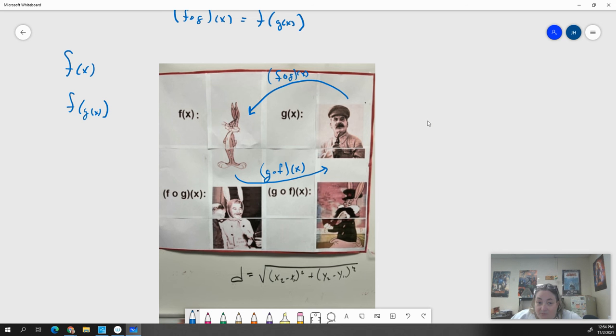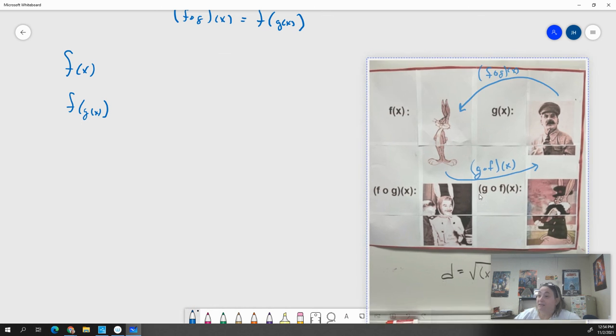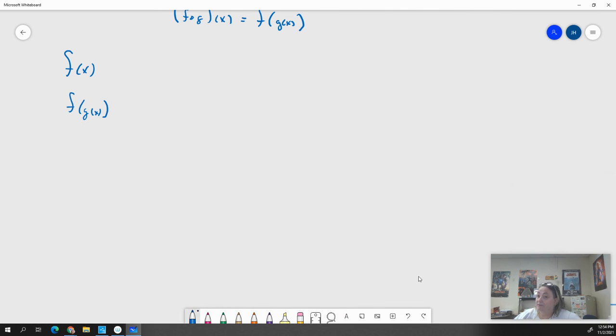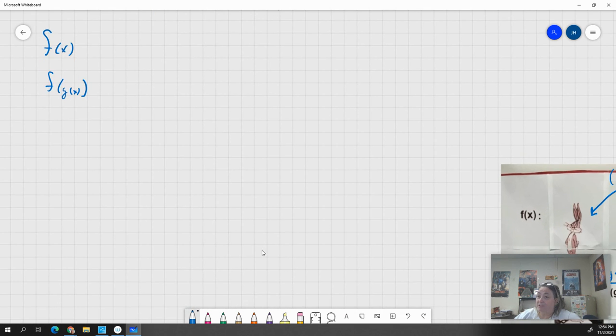That's the basics. What does it look like mathematically? It doesn't look nearly as cool as Bugs Bunny and Stalin. Which, by the way, this is my favorite poster ever. I made it myself, and it hangs on the whiteboard in my classroom, and I will have it forever because I think it's the coolest example of composition of functions.